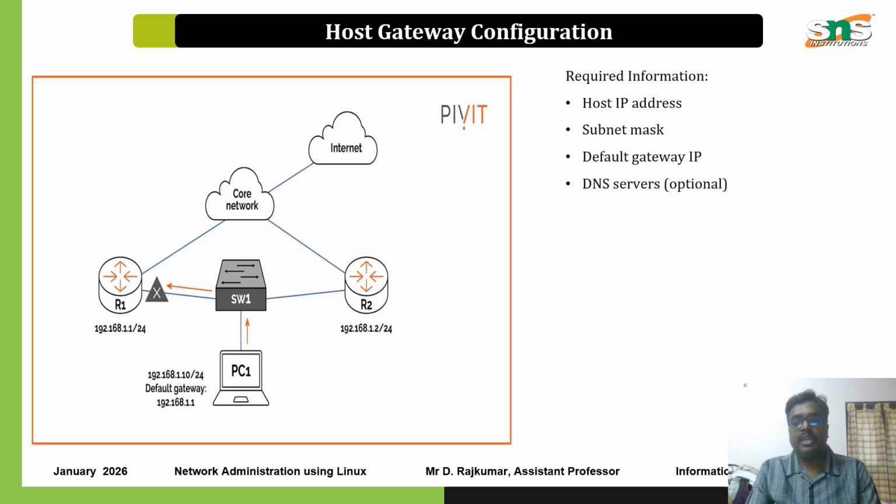What is the required information for a gateway? The host IP address, the subnet mask, the default gateway IP, and the DNS servers, which are optional. Here we have various types of networks and various devices connected to them, all interconnected to a common network. Whenever we have incoming or outgoing traffic, everything is routed through this gateway only.